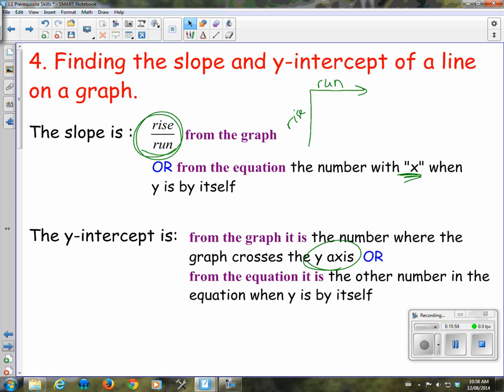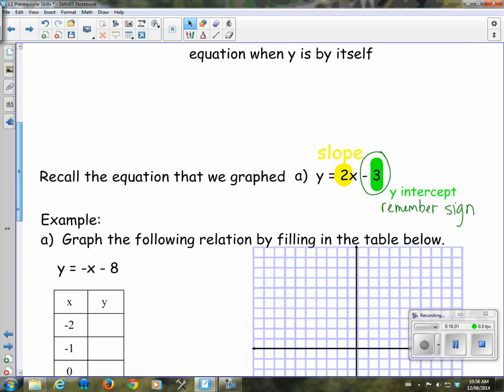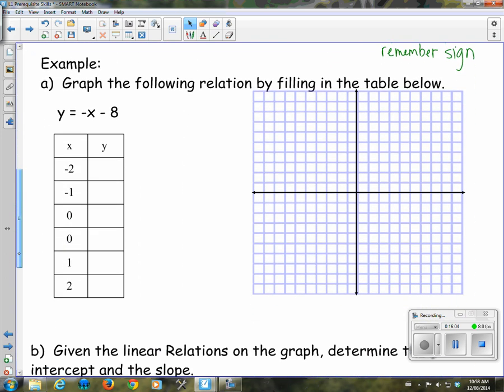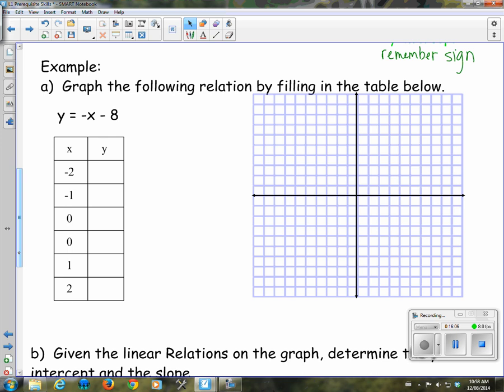If I haven't graphed it already, let's look at a different one. Graph the following relation by filling in the table. So let's practice graphing. If I put -2 in there, be careful when there's a negative x. So it's negative from the equation and another negative from the number, which is actually going to make the 2 positive. So I have 2 take away 8, -6. And I do the same with the -1. 1 take away 8, -7.